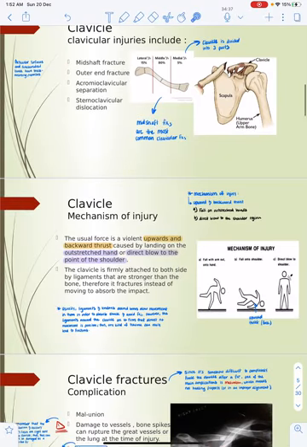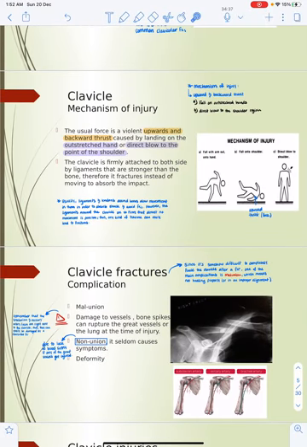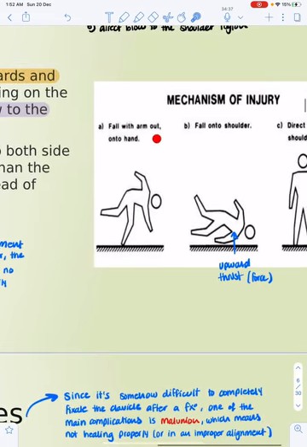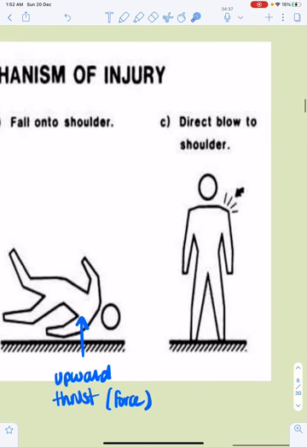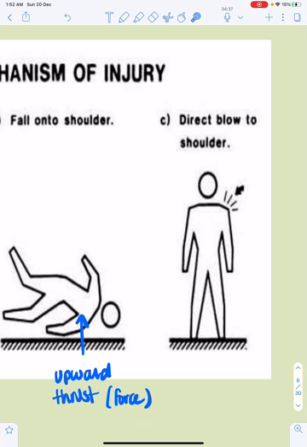Now that we've finished with that, let's talk about the mechanism of injury. Mechanism of injury is any force applied to the shoulder region. How can there be force on the shoulder region? Either I fall with arms outstretched on my hand, so there will be a huge amount of force on my shoulder region that radiates to the clavicle and breaks it. Another way is falling directly onto your shoulder, so my shoulder hits the ground and there's force directly on the clavicle that will break it. And the last one is the most logical one, a direct blow to the shoulder. Something hits my shoulder or my clavicular region and breaks the clavicle.